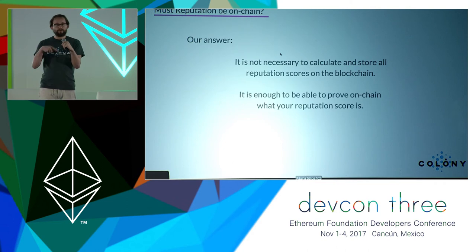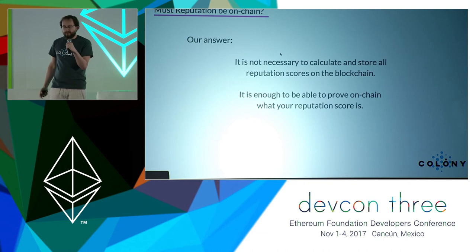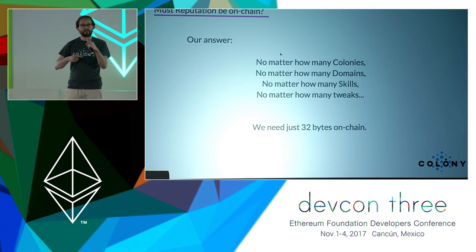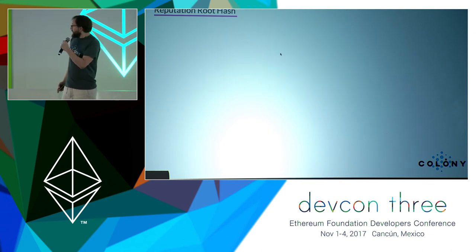As long as you can prove to the smart contract what your reputation really is, you don't have to do the rest on-chain. And the system I'm going to describe scales nicely, because no matter how many colonies, domains, skills, or any other tweaks we put into the update formula, we're only going to need 32 bytes to be stored on-chain. So the way that works is the following.